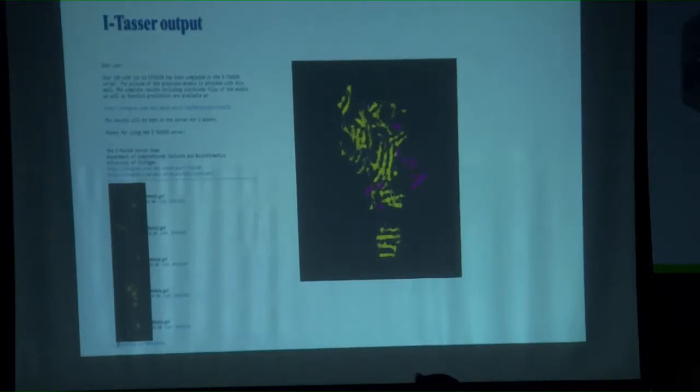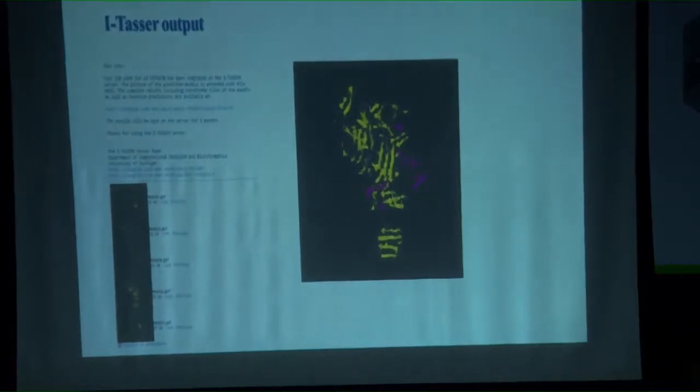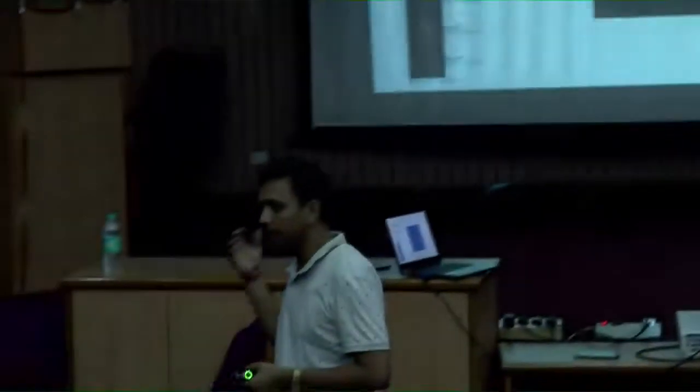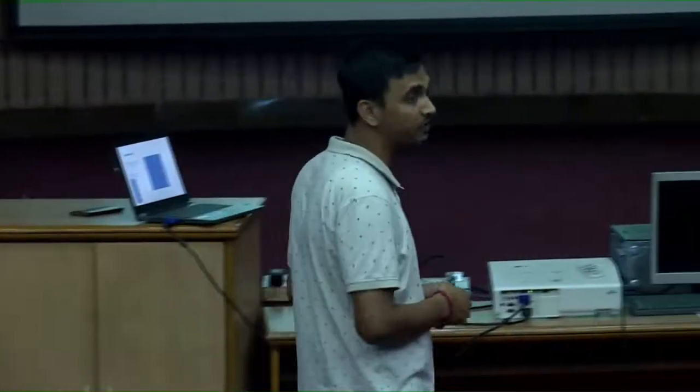In ab initio modeling, you need to study and search a lot about the probable biology and structure of your protein, because I-TASSER gives you a blind model, but it is up to you which model you select and on what basis. Why you are selecting it, you have to be very clear.